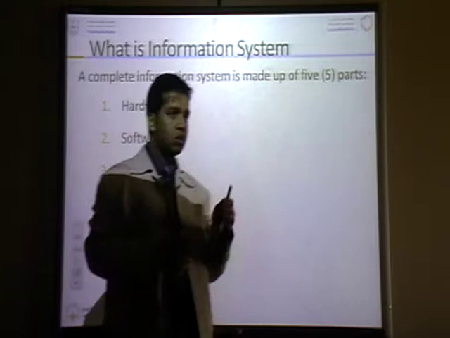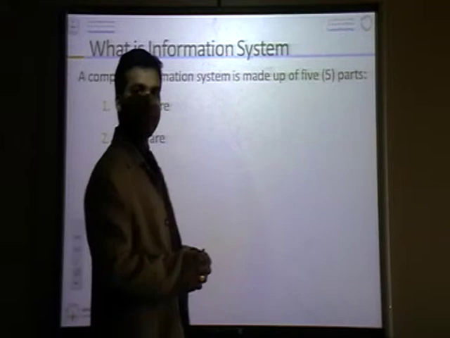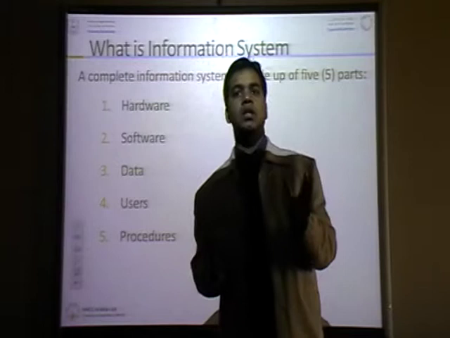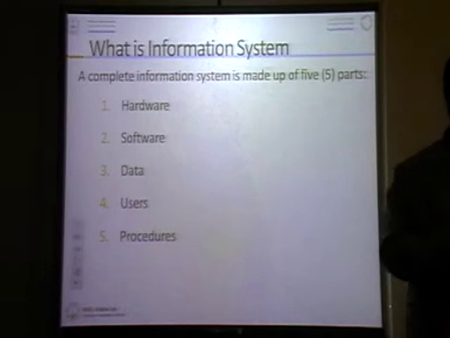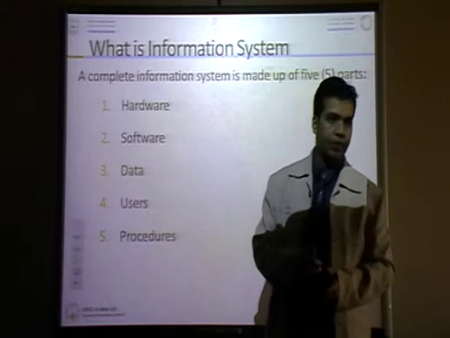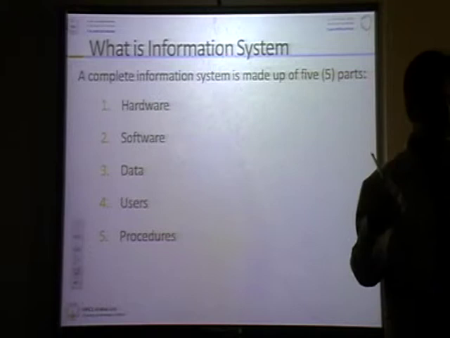Come to the topic, information system. Information system means to talk, to send a message, to do video conferencing, all the work related to information, message sending, receiving, talking, using internet, telephone, etc. That is information system. To do this, we need these five things. First one is hardware. Next, software. Next, data. Users. Producer. And procedure. What is hardware?